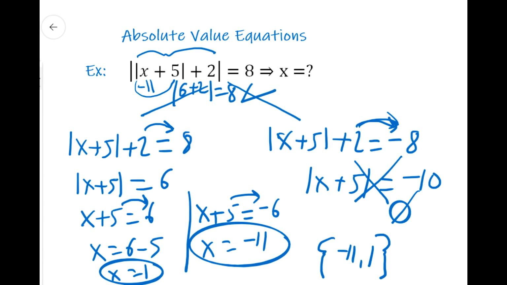And if you try 1 as well, 1 plus 5 is 6. Absolute value of 6 is 6. Again, 6 plus 2 is 8. Absolute value of 8 is also 8. And so both values work. It shows this. And in this case, you can find out whether or not you have the correct solution.